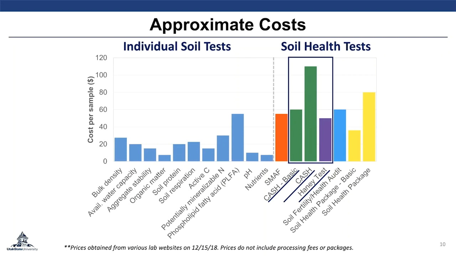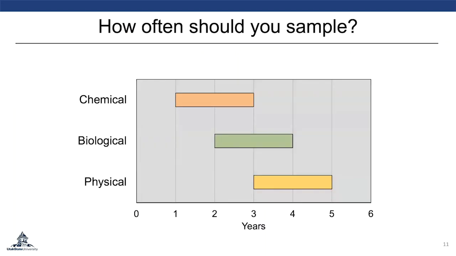The thing that I would recommend is just start small and start simple so you can track your progress over time. So how often should you sample? It really depends on the measurement that you're taking. So for a chemical test, it may range from every 1 to 3 years. Biological and physical continue on and so forth.